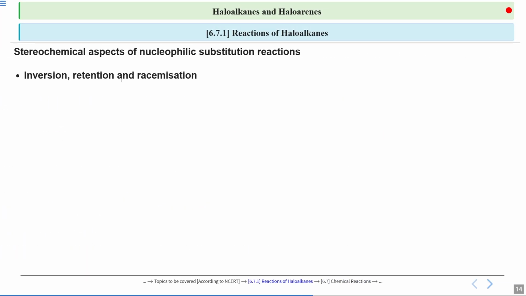Now let's move to the next important topic: inversion, retention and racemization. You can see this diagram where we have this product at the very center, with an asymmetric carbon attached to a C2H5 ethyl group, hydrogen, a methyl group and an X group. When you add Y into it, you obtain different products. You get this A product where the X is replaced by Y, and Y is now attached to the asymmetric carbon.